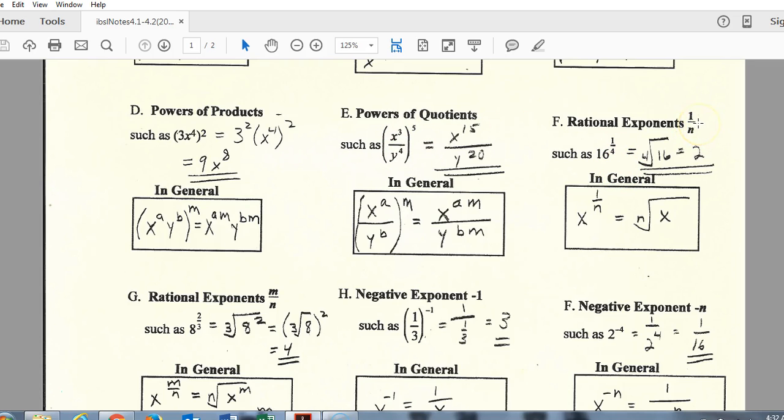When it comes to fraction exponents, remember that a fraction exponent is the same thing as a root. So whatever that number is on the bottom is the same as having a root. So if we said 16 to the 1/4 power, that is the same thing as the 4th root of 16.